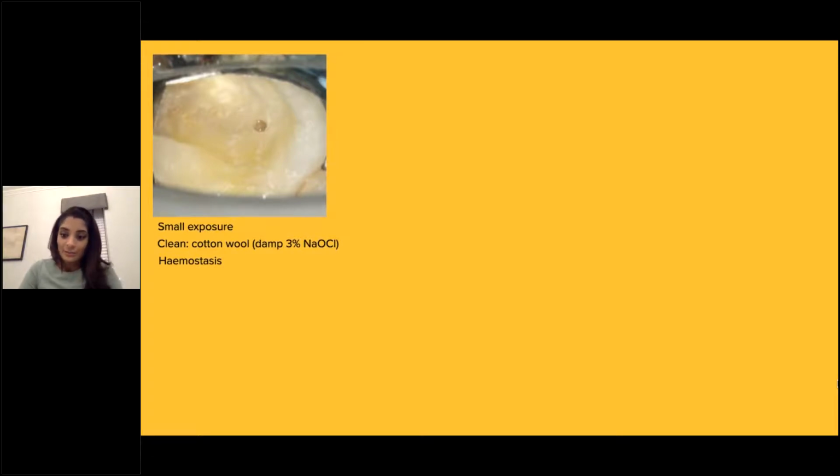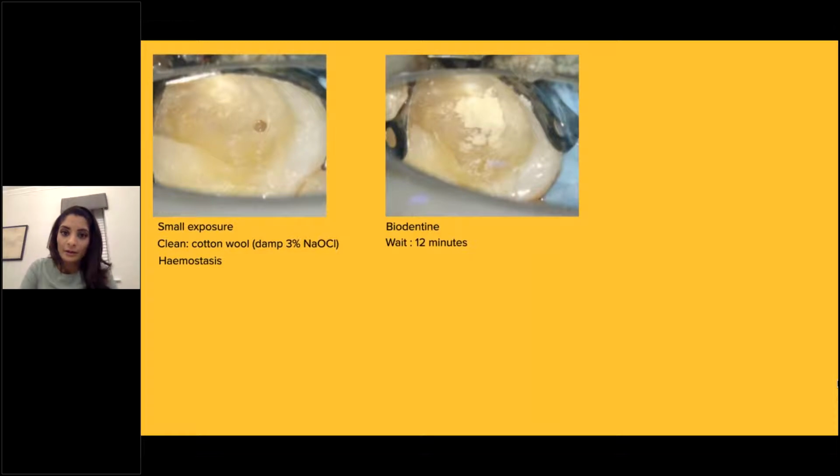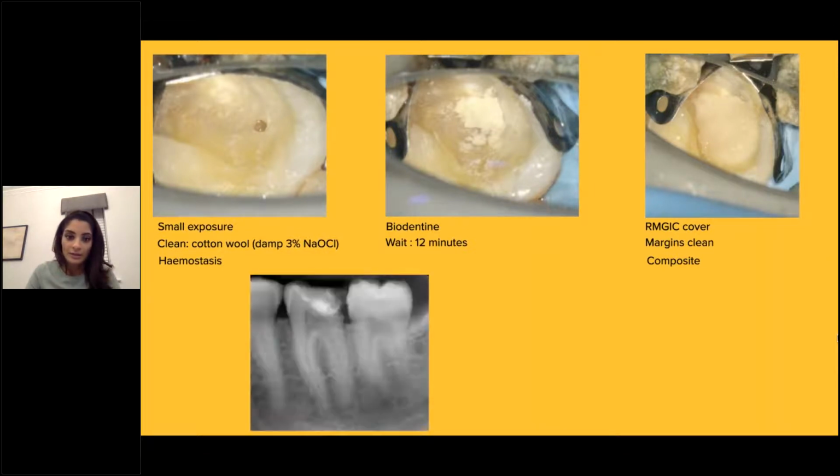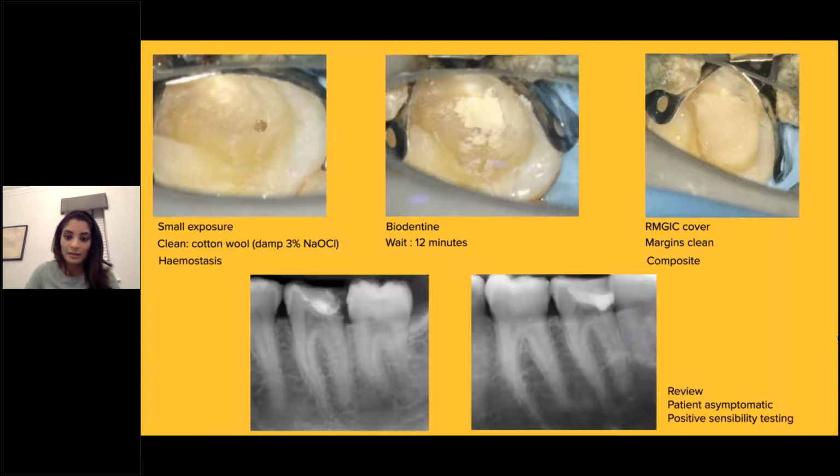If it's in an irreversible inflammatory state, then obviously the bleeding won't stop, and then we have to think about either doing a partial pulpotomy or proceeding to do a root canal treatment. In this case, we can see that we got good hemostasis. So then I put the Biodentine on top, waited 12 minutes. Then in this case, I covered it with a resin modified GIC, making sure the margins of the restoration are totally clear, and then I put a composite on top of that. So everything was done in one stage, and this was before and this is after.